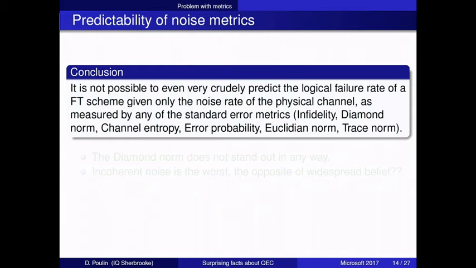For some reason, entropy was the best, but just by a small factor, not orders of magnitude better. So the diamond norm does not stand out in any way, and I think people should stop focusing on that norm.